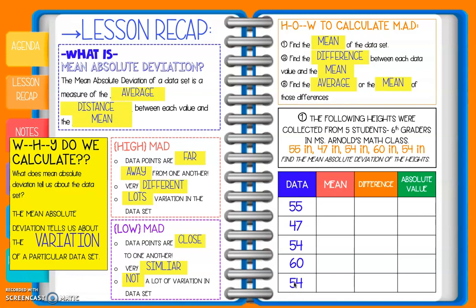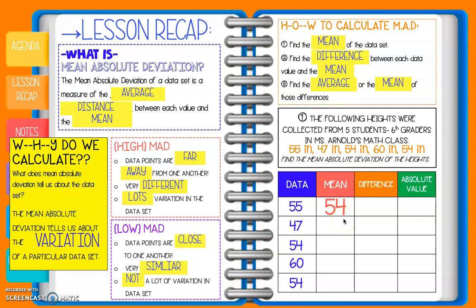If you think back to earlier in this unit, the way to calculate a mean is to add all these data points together and then divide by how many there are. So we're going to add them: 55 plus 47 plus 54 plus 60 plus 54, and we get 270. Then we're going to take our 270 and divide it by 5. When we do that, we get 54 is our mean, or our average, for the data set.